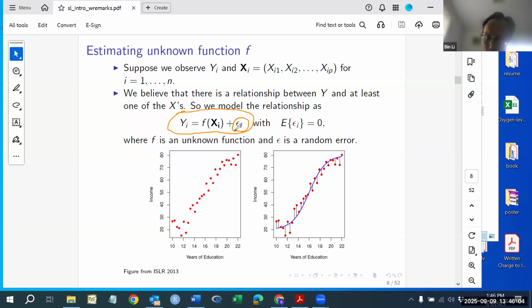And this noise has the expected value equals to 0. And this is a very general model with very flexible assumptions because we have no constraint on the f. F is unknown. It can be smooth, it can be continuous, it can be linear, non-linear, whatever. We have no restriction on the f. And that's a very general model which applies to many places, right?